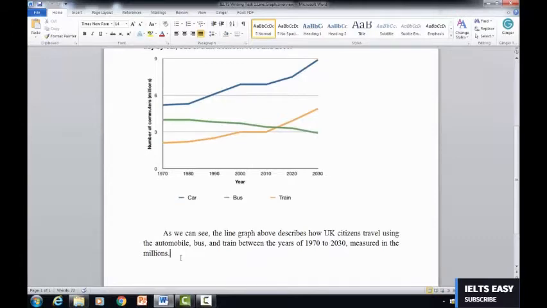You can look at the beginning year of 1970 and look at what's the high and what's the low. You can look at the ending year of 2030 and look at what's the high and what's the low. That's the way that I would probably do it in terms of a general overview paragraph. So we're looking at the general information. So it would be something like this.